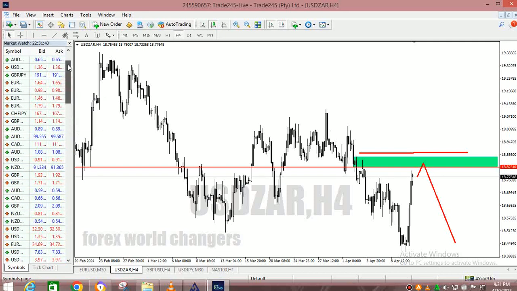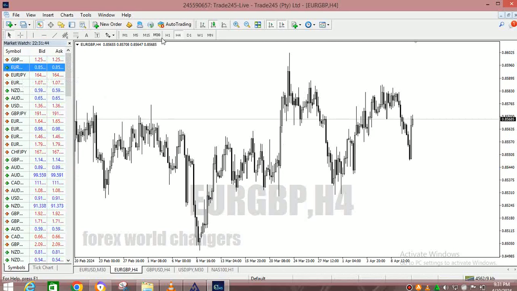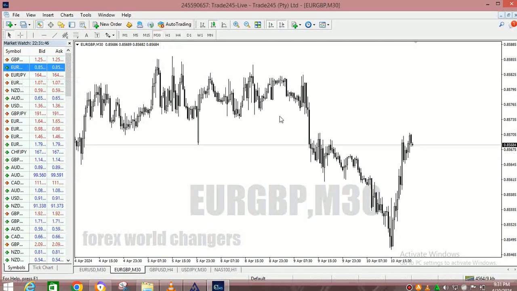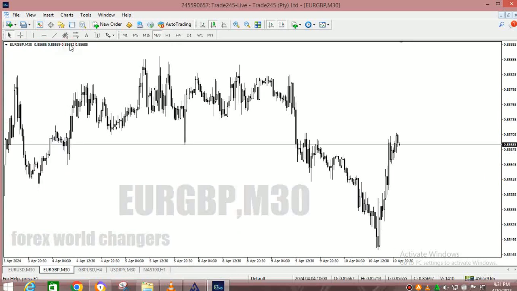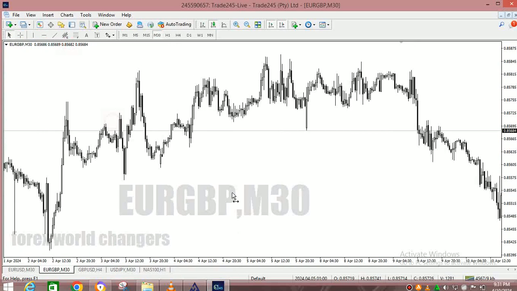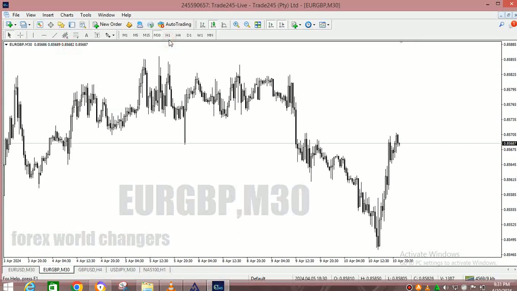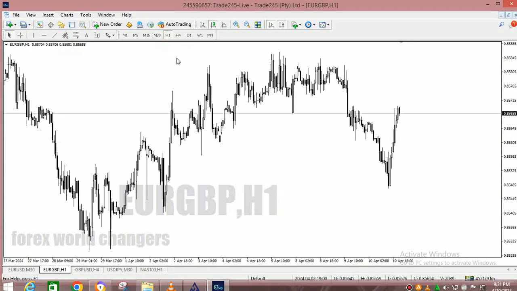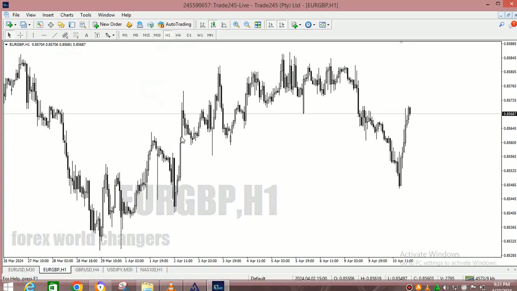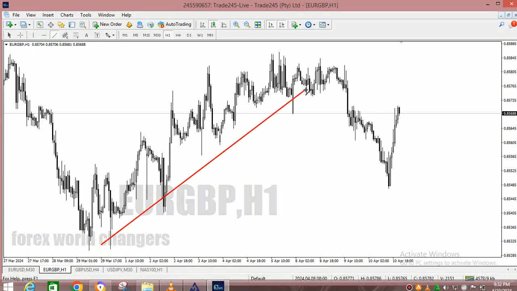Let's look at the euro pound. Oh, this setup, guys, this is a very nice setup. I saw this one. This is a nice FTR here. Let me go to the 1 hour so you can see proper. So this is gonna be a nice FTR, but by just looking at the price action here, you see this.